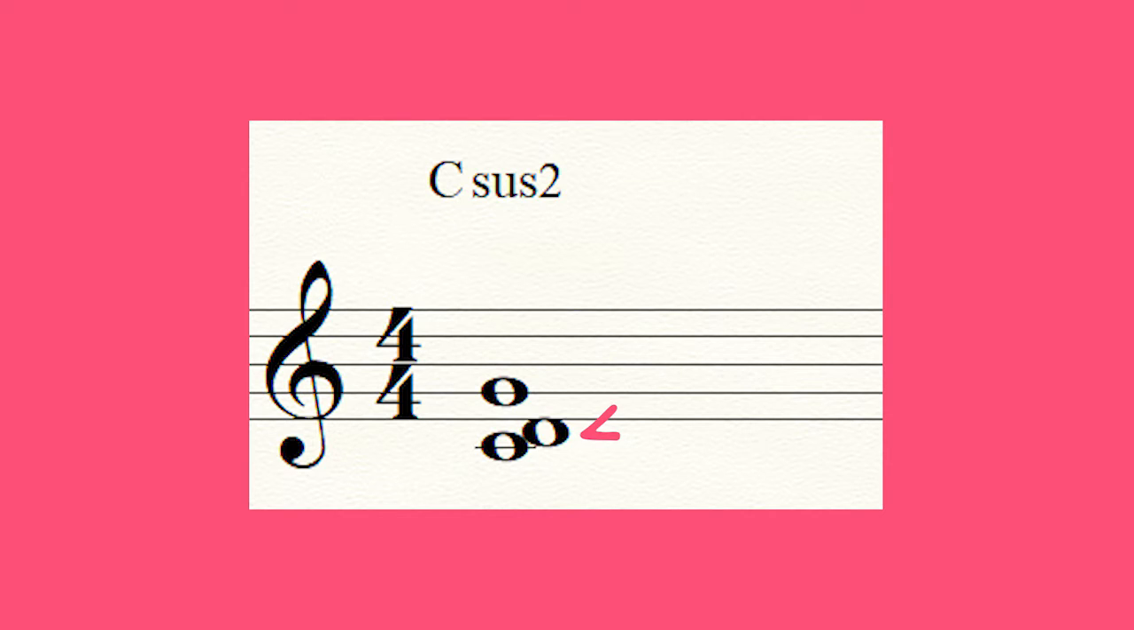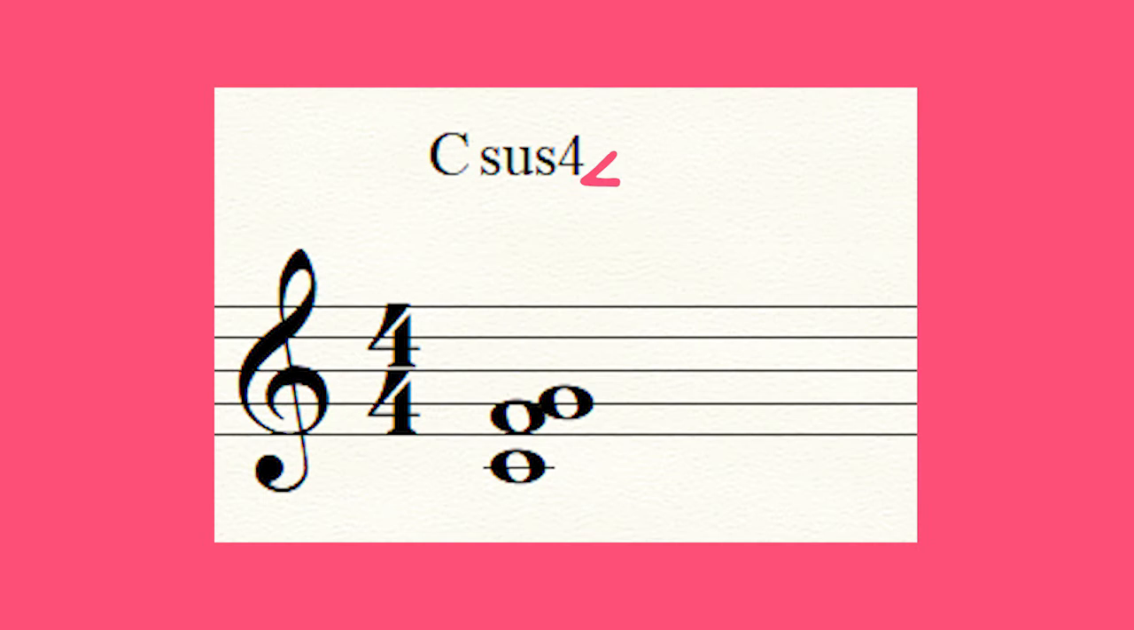Quick little thing, they're called suspended chords, and it's when you don't have the third. So if you have the 2nd in a scale and the root and the 5th but no third, it's called a suspended 2nd. And if you have the 4th but no third and you have the 5th and the root, it's called a suspended 4th. So sus4, sus2. Insert sus joke.